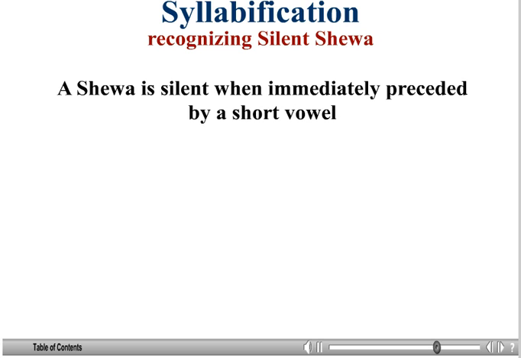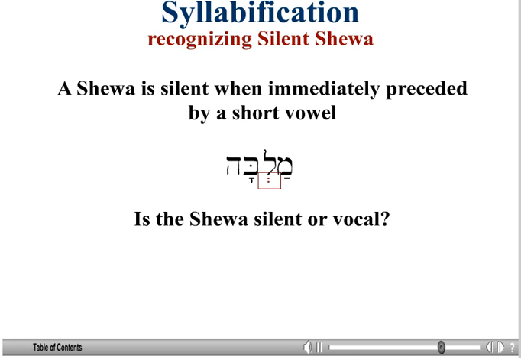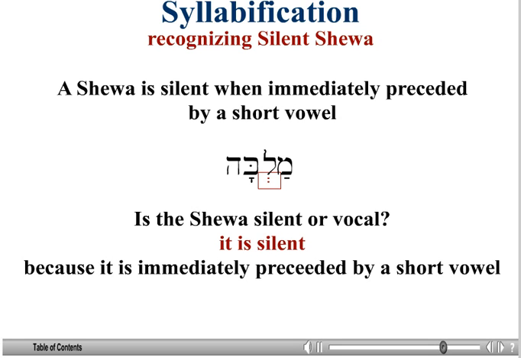In the previous handout, 3D, in point number 2, we give the word malka. Is the shaah under the lamed silent or vocal? It is silent because it is immediately preceded by a short vowel, the vowel patha. In handout 3E, we give 2 more rules for identifying silent shaah.